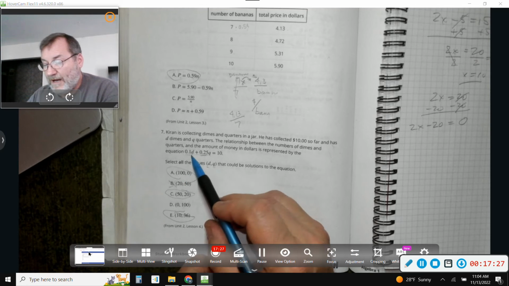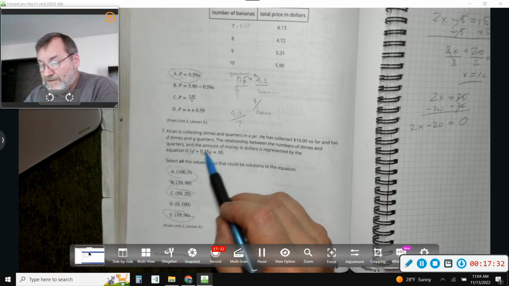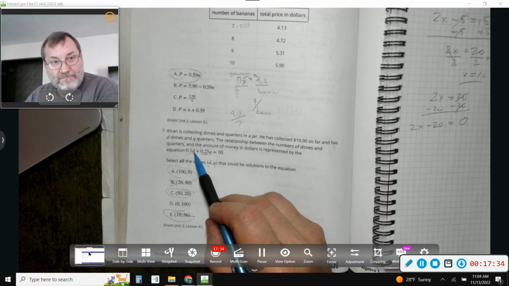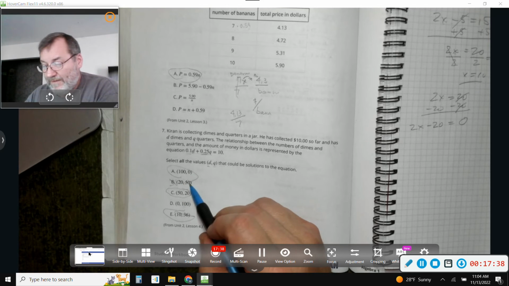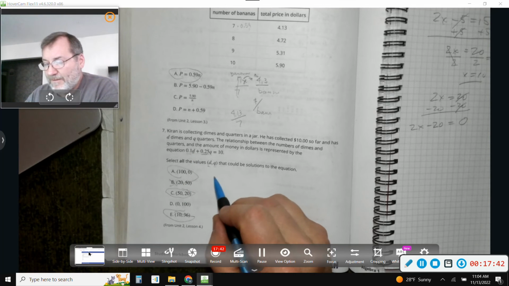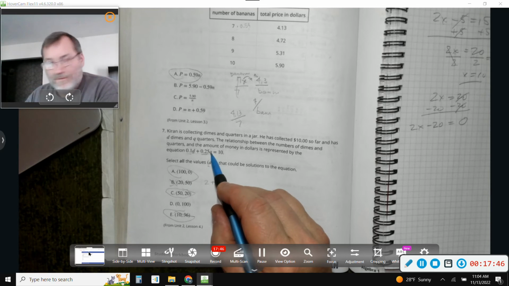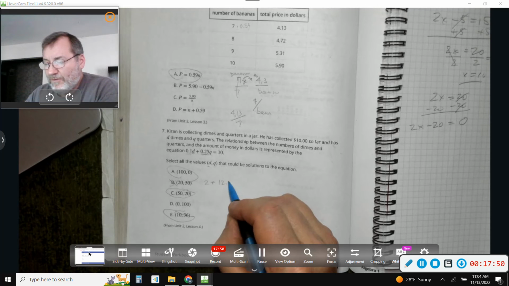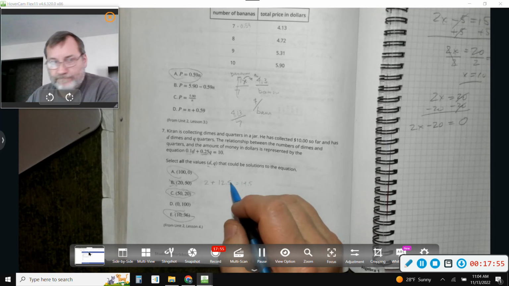So if I have 100 dimes and 0 quarters, this goes to 0, and 0.1 times 100, yep, that equals 10, so that one definitely works. 20 and 50. Well, if I put a 20 in here, then that becomes a 2. And I put 50 in here, what's 1/4 of that? That's 12.5, which makes 14.5. So no, that doesn't work.